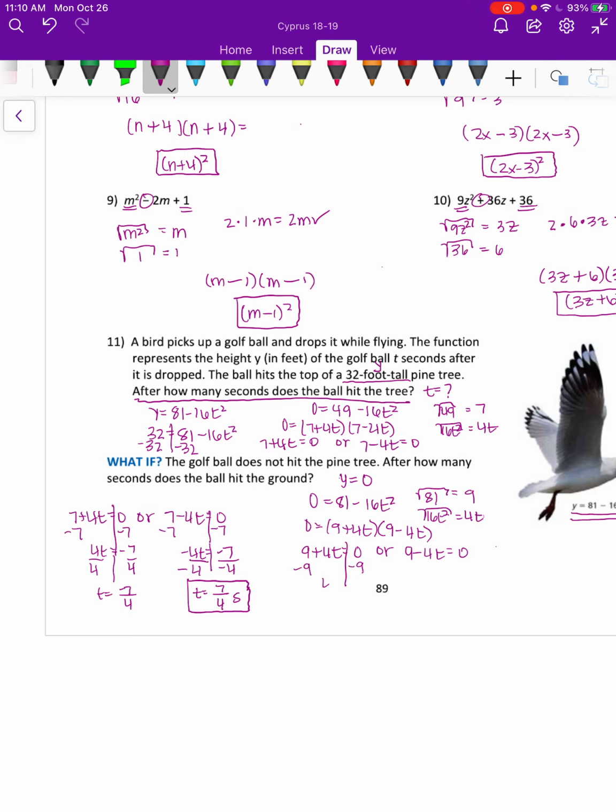We're going to solve both of them. Subtract 9 from both sides. Divide by 4. Same on our other side. Subtract 9 from both sides. Divide by -4. So the first one we get -9/4, and then we get +9/4. Remember, time is not negative. I don't want this answer, just like I did not want -7/4. So my answer is 9/4 seconds.